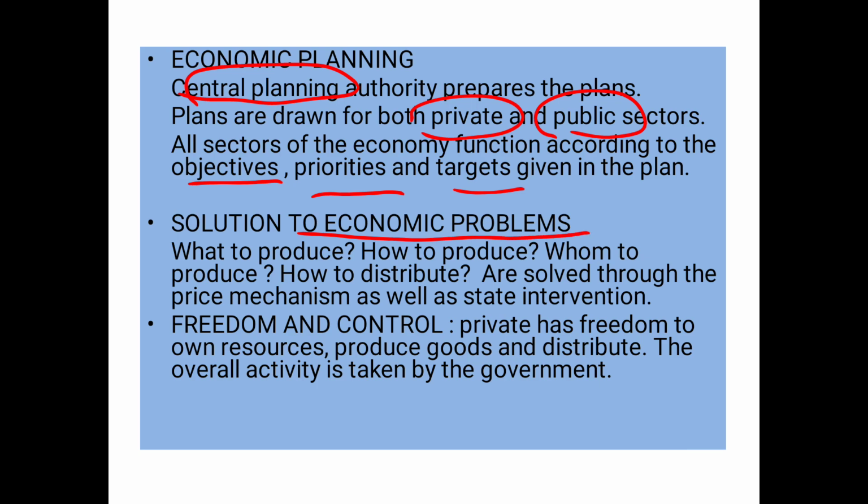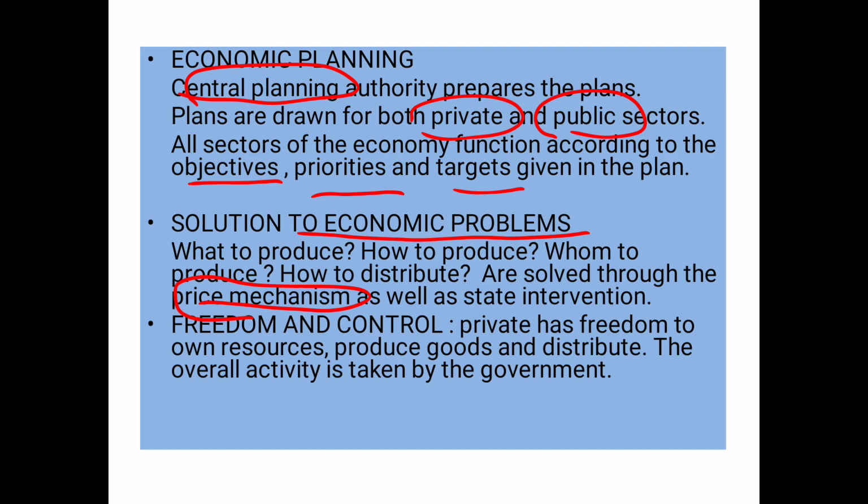What are we going to produce? How are we going to produce? For whom are we going to produce? And how are we going to distribute it? All this is being solved by price mechanism. Okay, because there is a state intervention. State takes up the responsibility to maintain price mechanism within the economy.